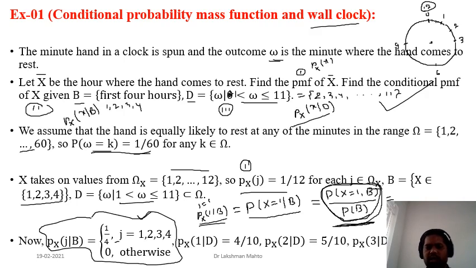Whether you know the answer or not, just try to answer it. Whether it is right or wrong, I won't say anything. Then I will give the answer. What would be the answer there? Anyone who would like to calculate this probability? That will be the joint probability of x equal to 1 and B divided by the probability of B. Who will calculate this ratio? Anyone would like to give an answer?